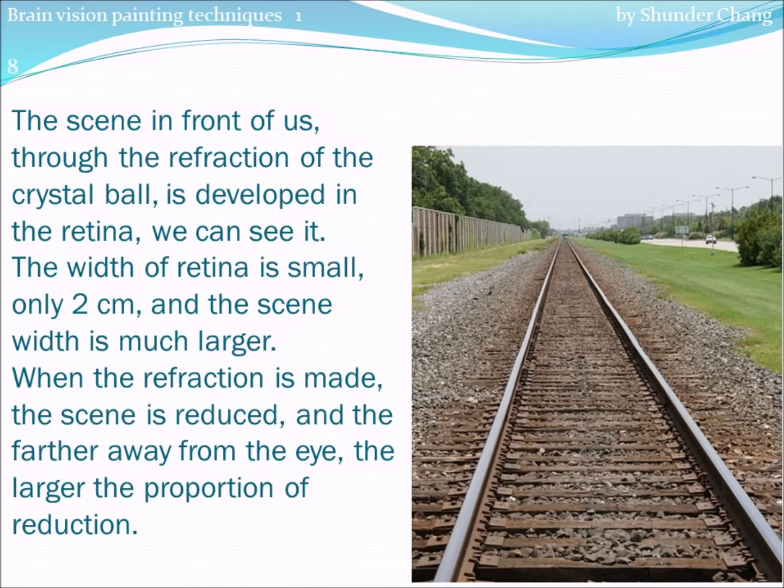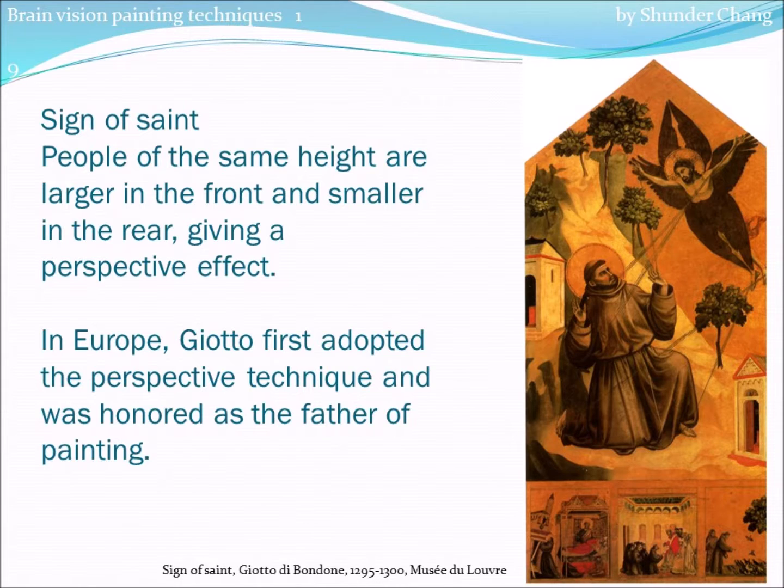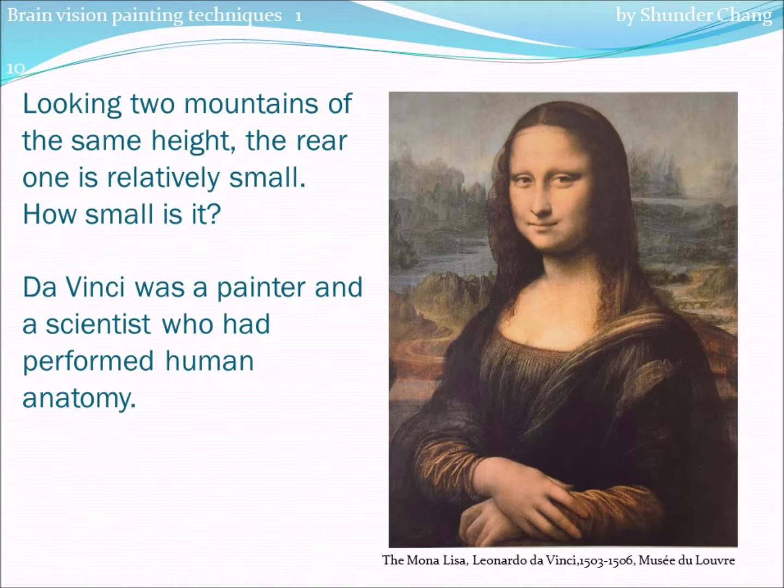Sign of saint. People of the same height are larger in the front and smaller in the rear, giving a perspective effect. In Europe, Giotto first adopted the perspective technique and was honored as the father of painting. Looking at two mountains of the same height, the rear one is relatively small.